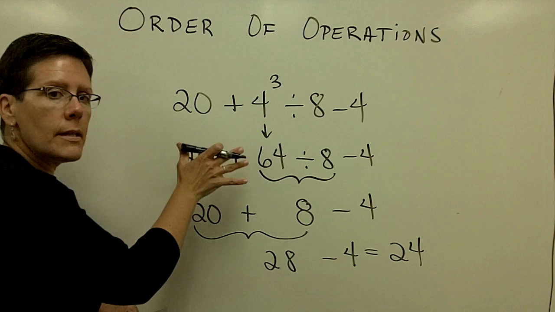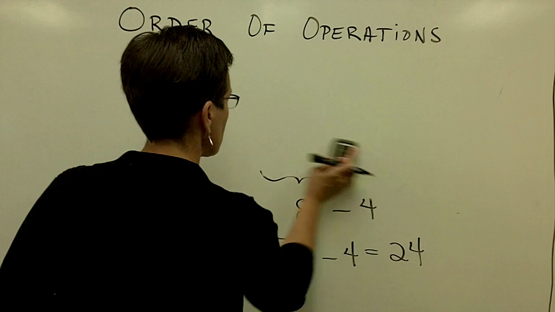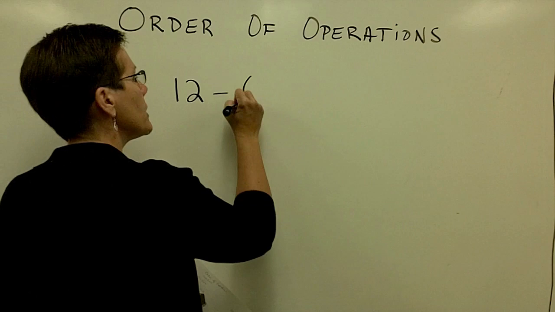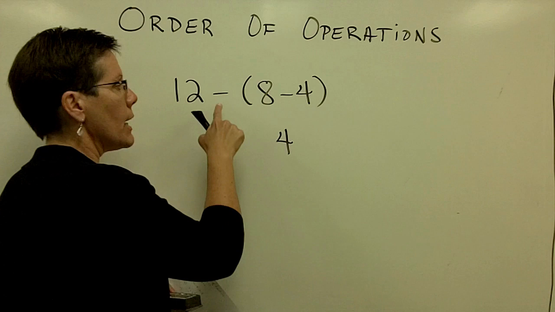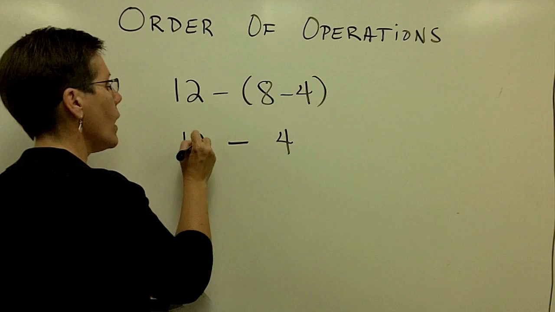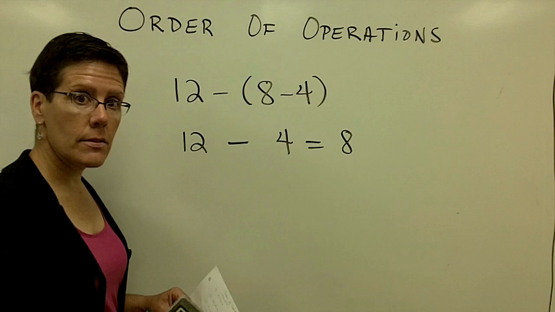Let's do another that has some parentheses in it. A fairly simple problem, but I just want to illustrate that when you have parentheses, you do what's in those parentheses. So I just want to take 8 and subtract 4 and get 4. And when I have done that, then I just get to apply the operation to that value. So I just want to take 12 and subtract that value of 4 and get 8 as a solution.